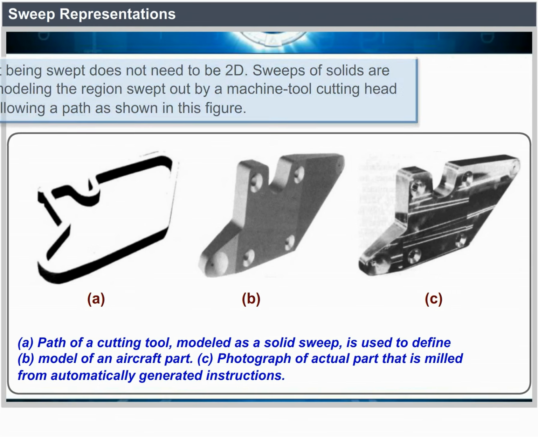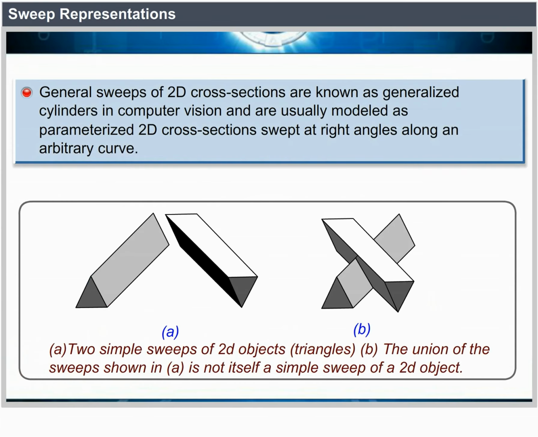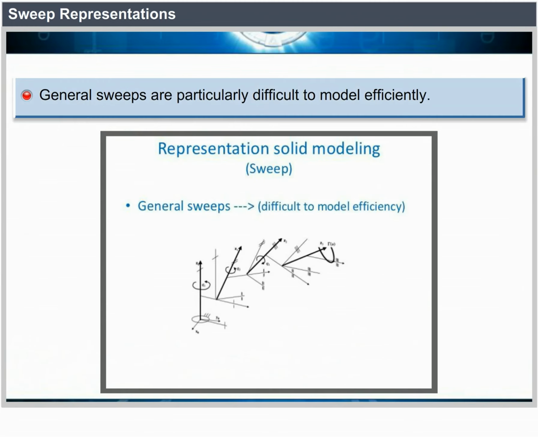Sweeps whose generating area or volume changes in size, shape or orientation as they are swept, and that follow an arbitrary curved trajectory, are called general sweeps. General sweeps of 2D cross-sections are known as generalized cylinders in computer vision and are usually modeled as parameterized 2D cross-sections swept at right angles along an arbitrary curve. General sweeps are particularly difficult to model efficiently.